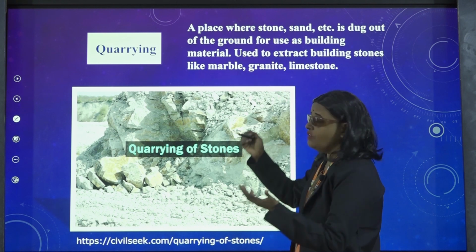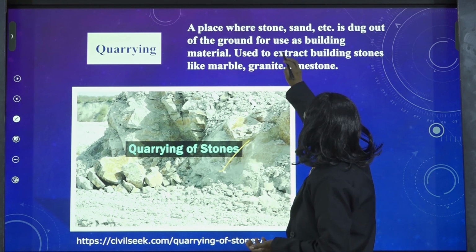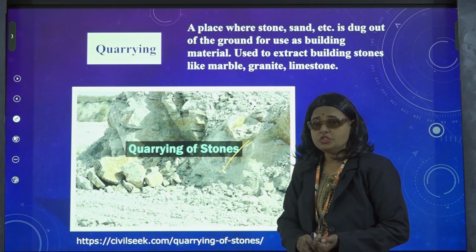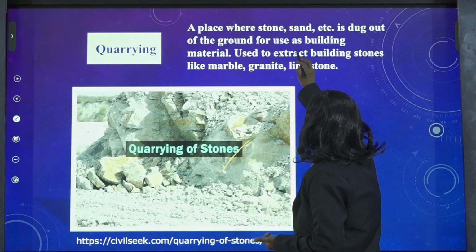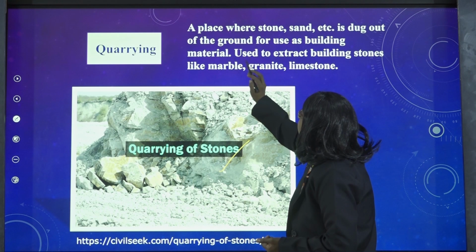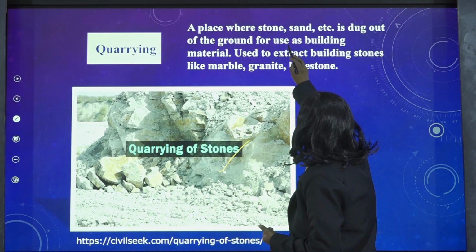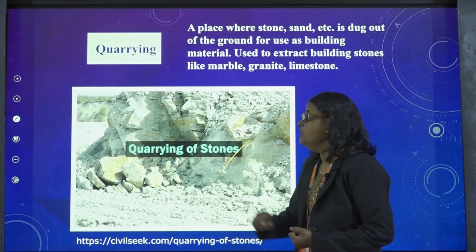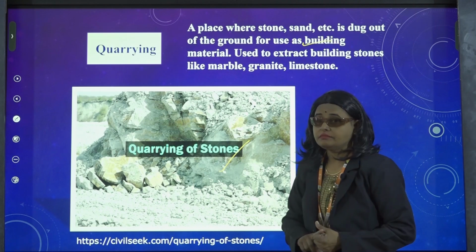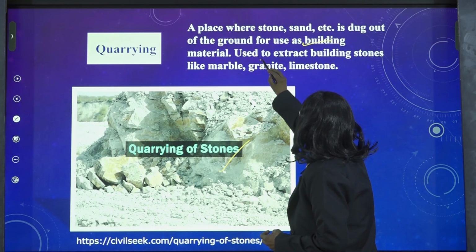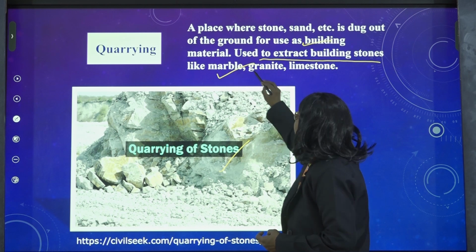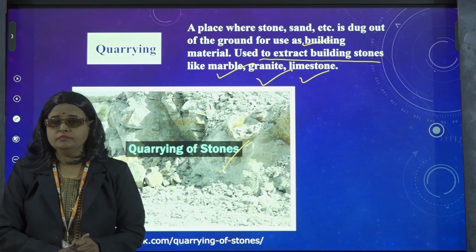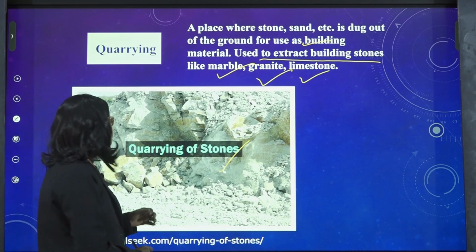Now, this is a place. What is the quarry? A quarry is the place where stone, sand, etc. is dug out of the ground for use as building material. Understood? We use it for building. It is used to extract building stones like marble, granite and limestone. Is it clear?